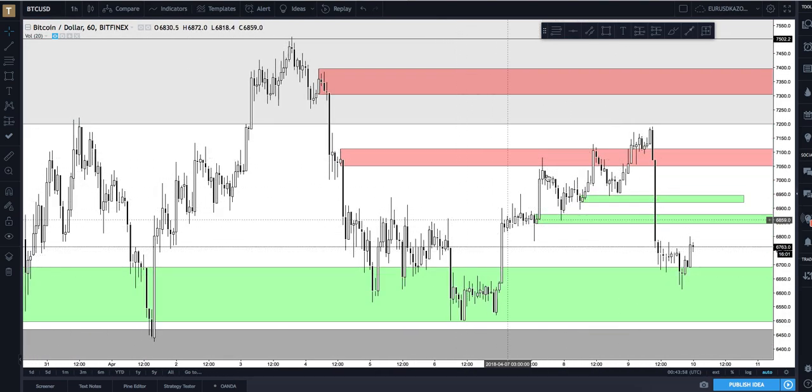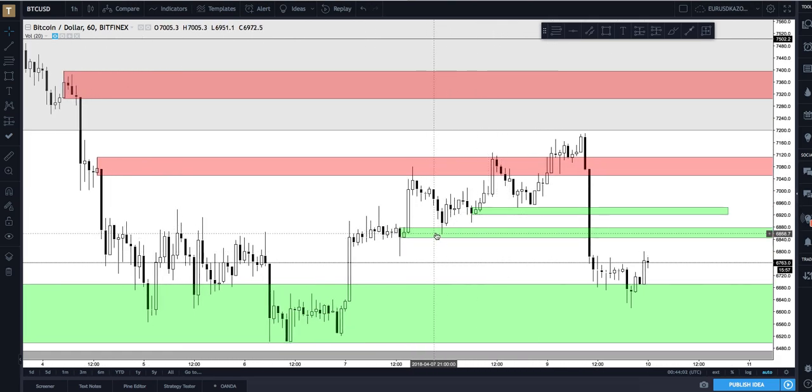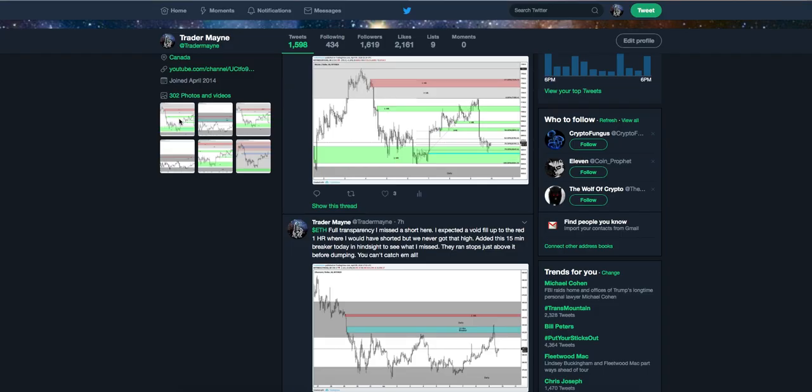You could have gotten long in sync with this stop run. That's not the trade I would have made though. I would have told you guys to keep with the trend, right? So what we actually wanted to trade here was shorts on the way up.